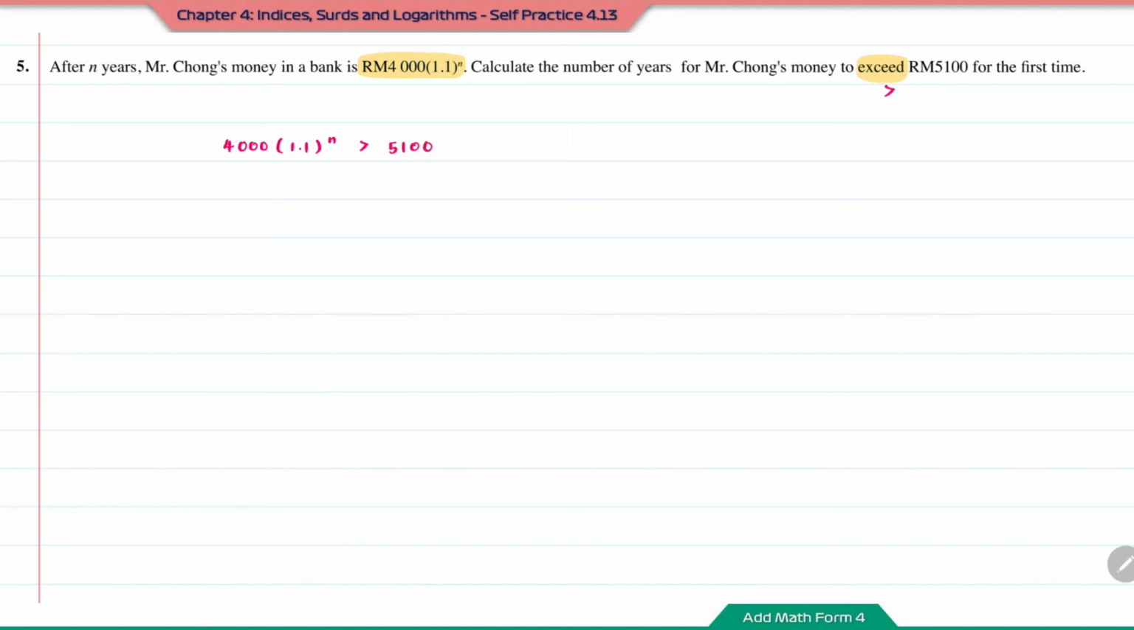So we want to solve this and find the n. So first, I'm going to move this 4,000 to the right hand side. So it will be 1.1 to the power of n greater than 5,100 divided by 4,000. Solve this, you will get that 1.1 to the power of n is greater than 1.275. So on both sides we cannot change it to the same base to compare the power. Therefore, we're going to solve this using the log. So we're going to log both sides with log base 10.